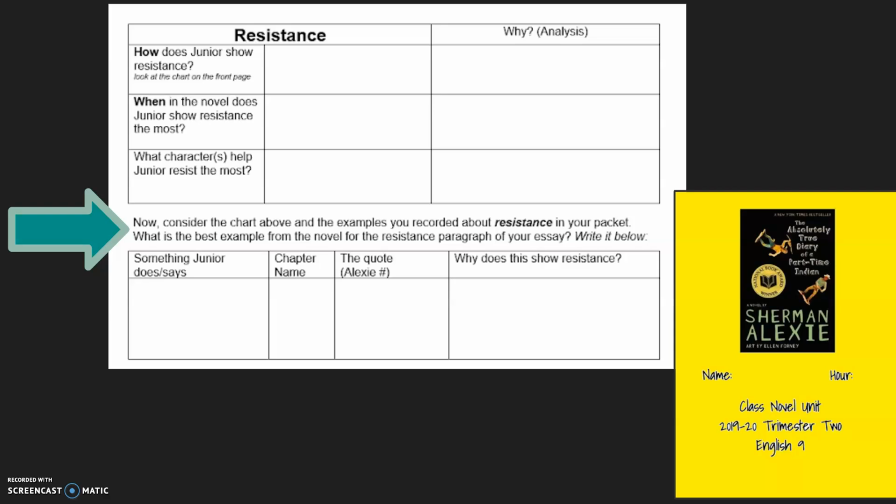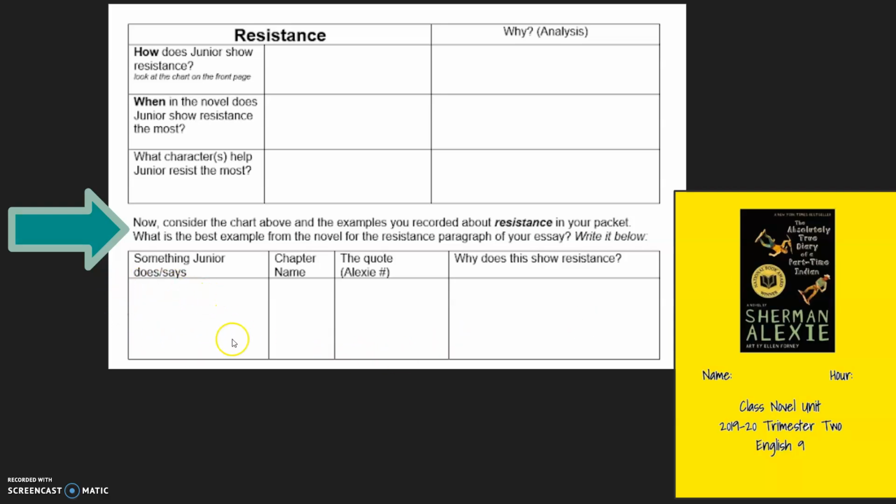All right, here's the bottom part. This is where you're going to go back to your resistance, resignation, and hybridity packet. It says now consider the chart above, so you just fill this part in, and the examples you recorded in advance. Give yourself a pat on the back for being so prepared to write this part in the essay packet. Okay, what is the best example that you've written down or that you can think of that you could use as a direct quote to show the resistance paragraph in your essay? So go ahead and write it down.